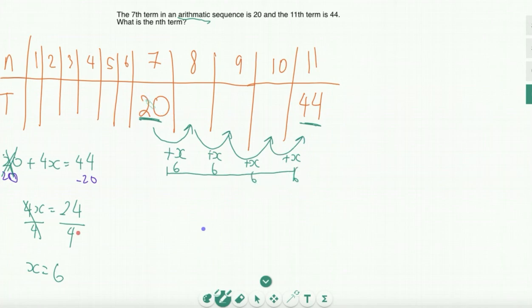And let's check. 20 plus 6 is 26. 26 plus 6 is 32. 32 plus 6 is 38. 38 plus 6 is 44. Very nice. All right, now we've got to find the nth term.